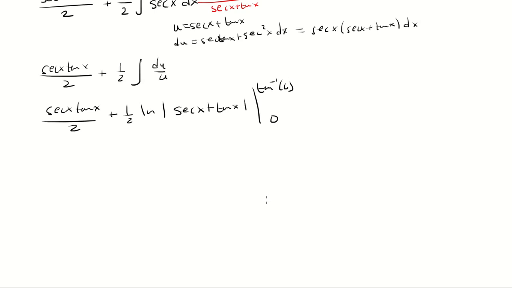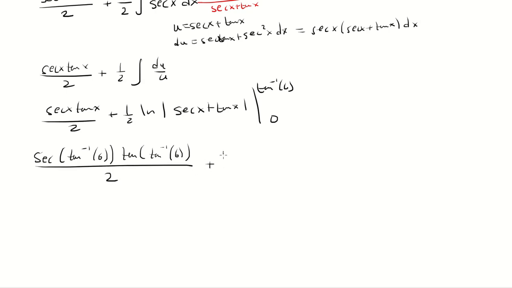So the nice thing is, if I plug in 0, all of this stuff becomes 0. So I don't really need to worry about plugging in 0. So what I need to do is plug in inverse tangent of 6. So I need to find secant of inverse tangent of 6. And then tangent of inverse tangent of 6 is easy. That's just 6. So I don't really need to do anything with that.